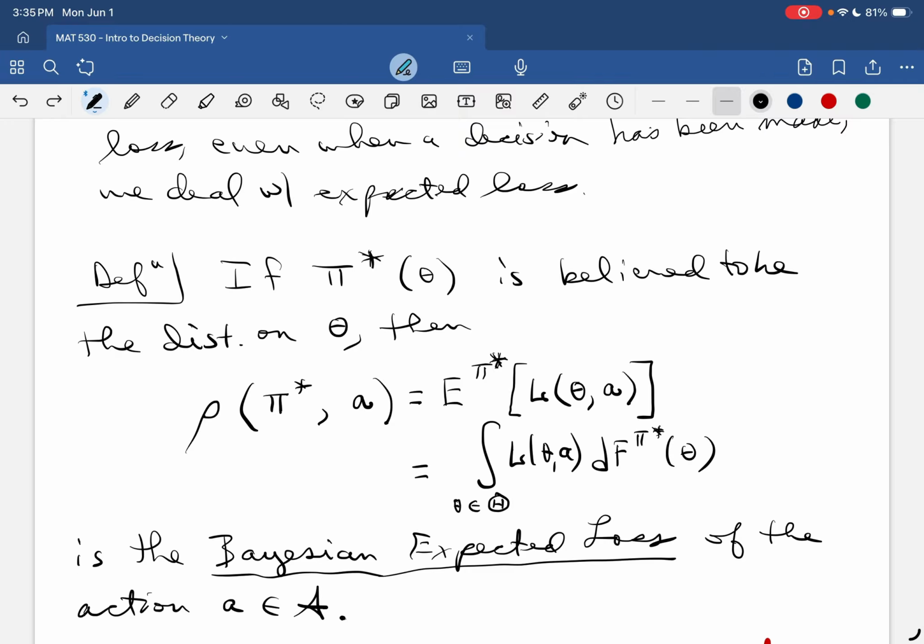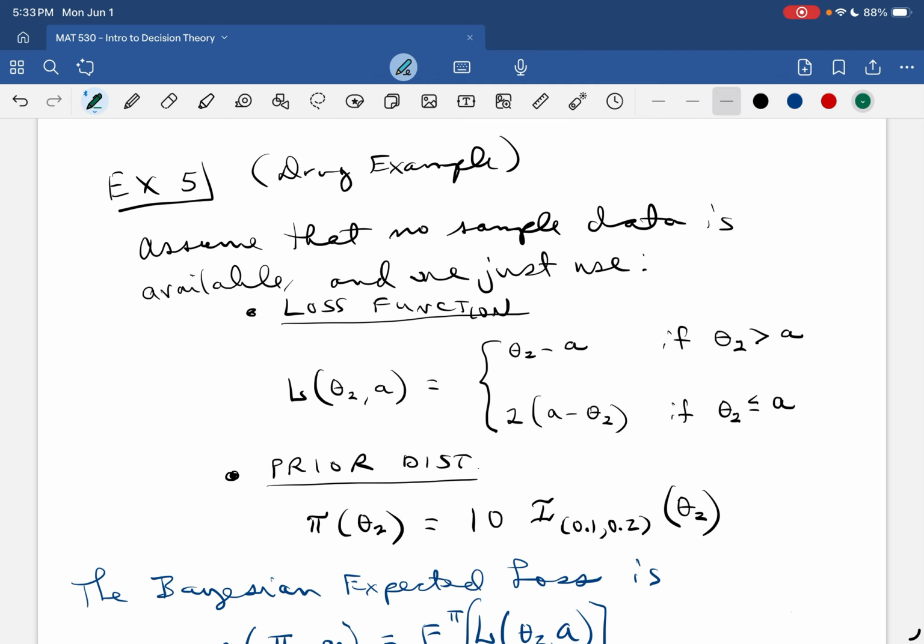The Bayesian expected loss. What we do is we start with our loss function. We have a loss, and that is a function of theta and the action. But since we have a distribution on the parameter space, on the thetas, we can take the expected value of that loss function, and that will integrate out essentially the thetas and give us just a function of A. Let's look at an example of calculating the Bayesian expected loss.